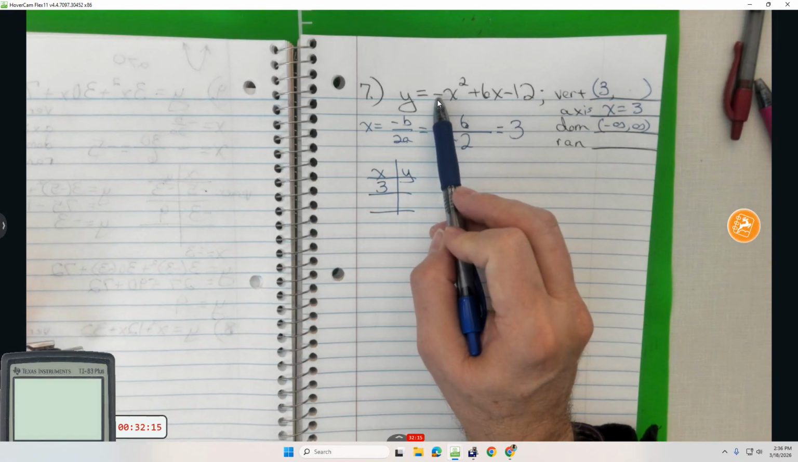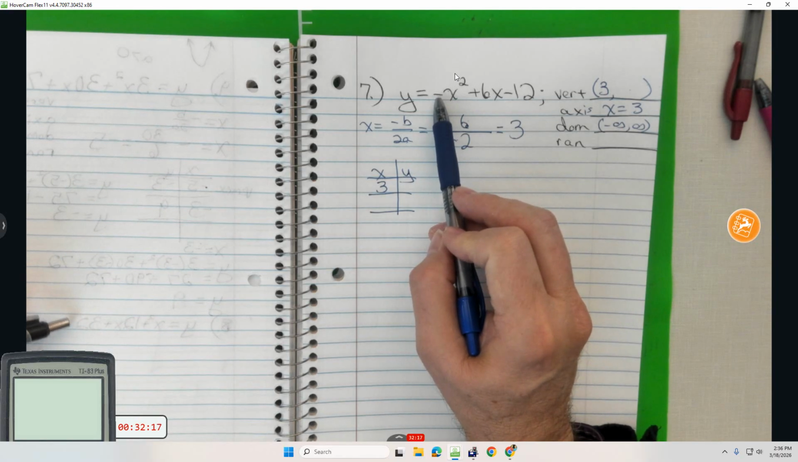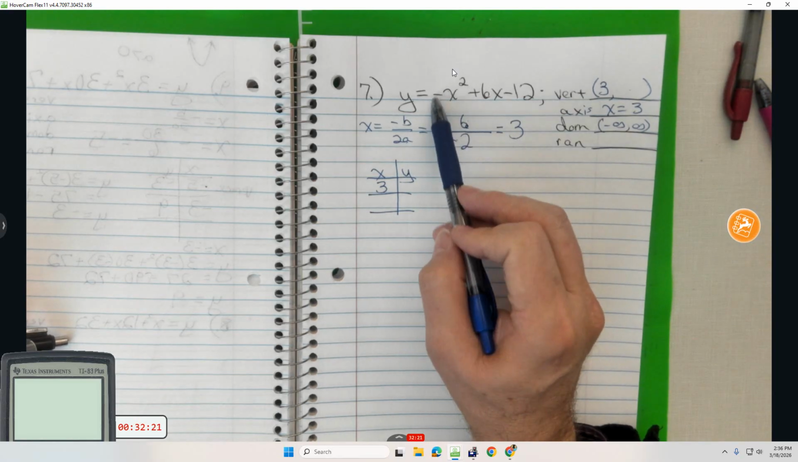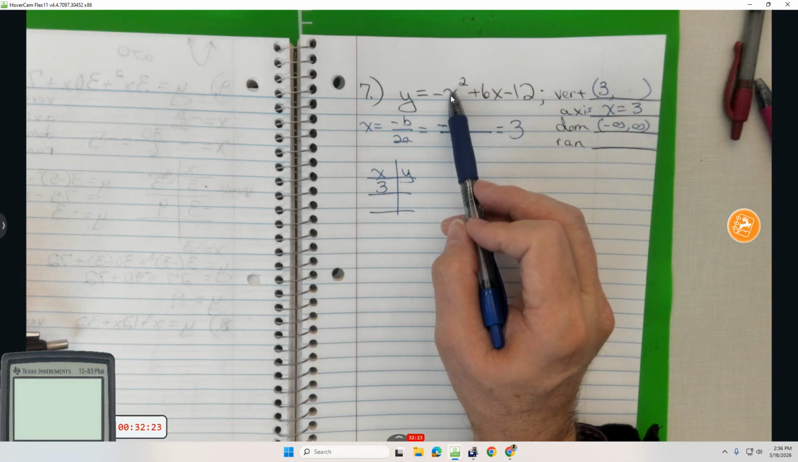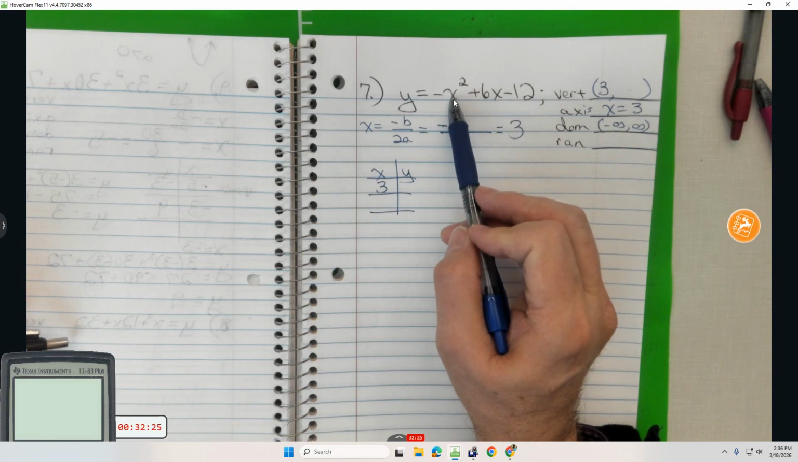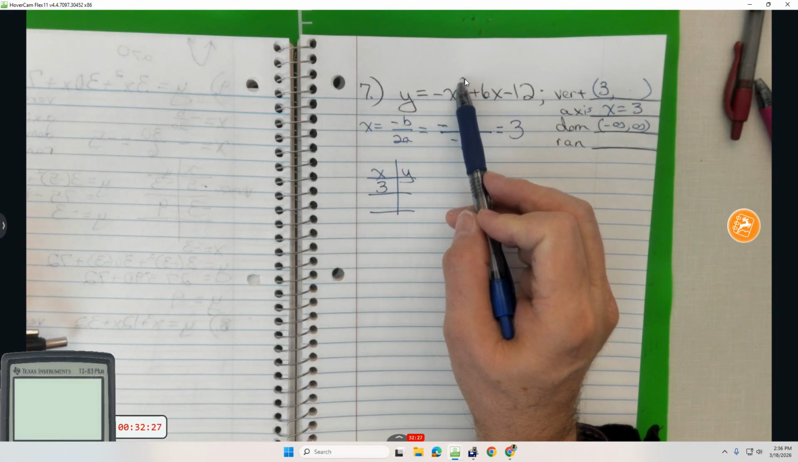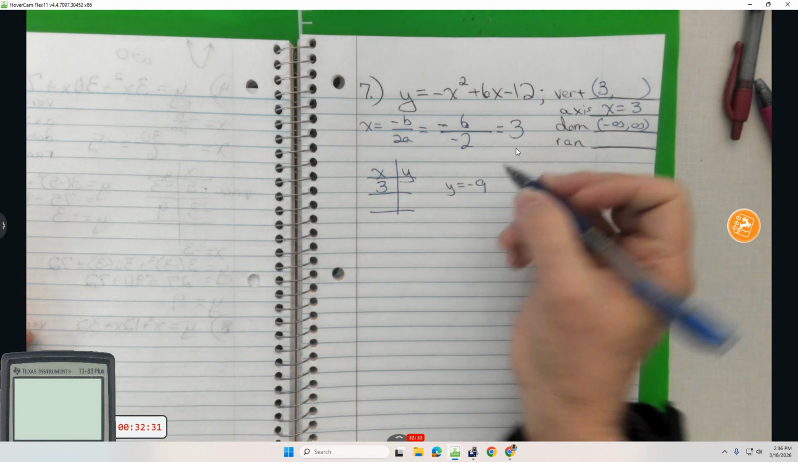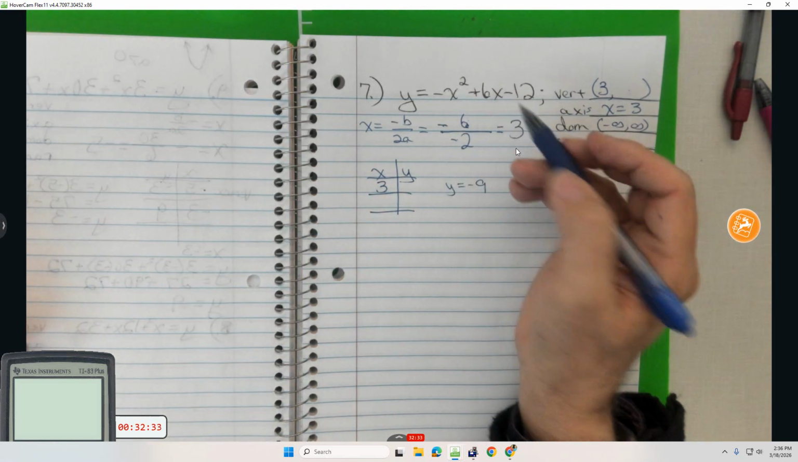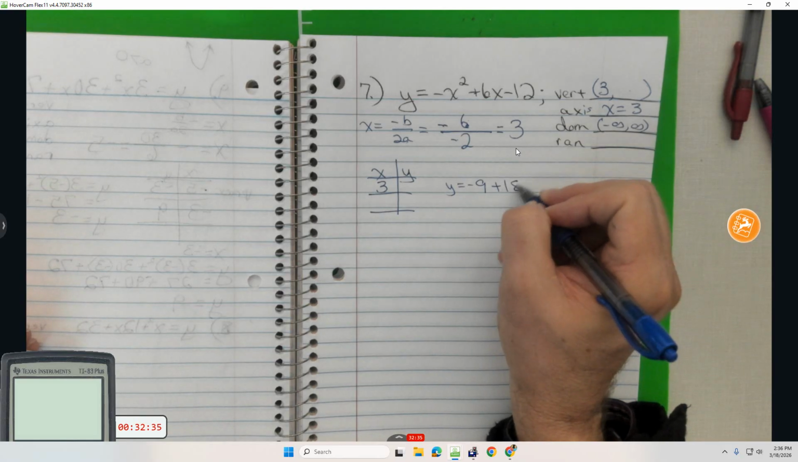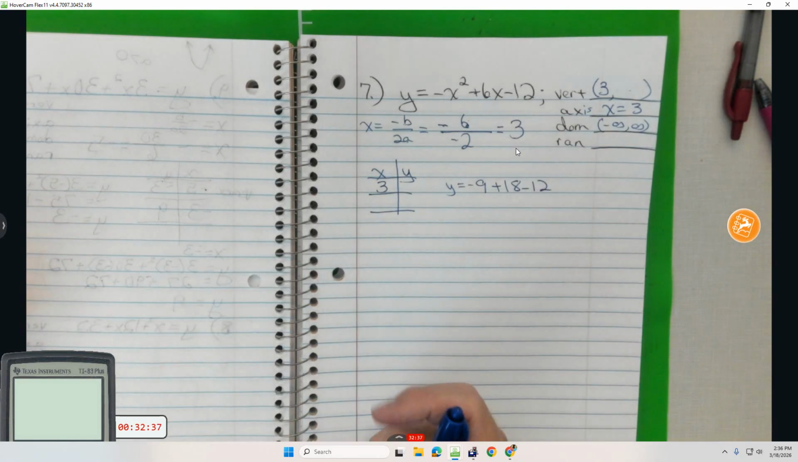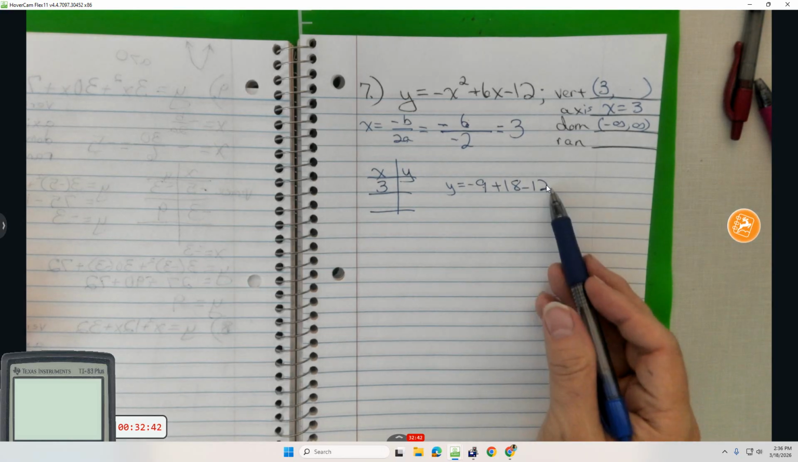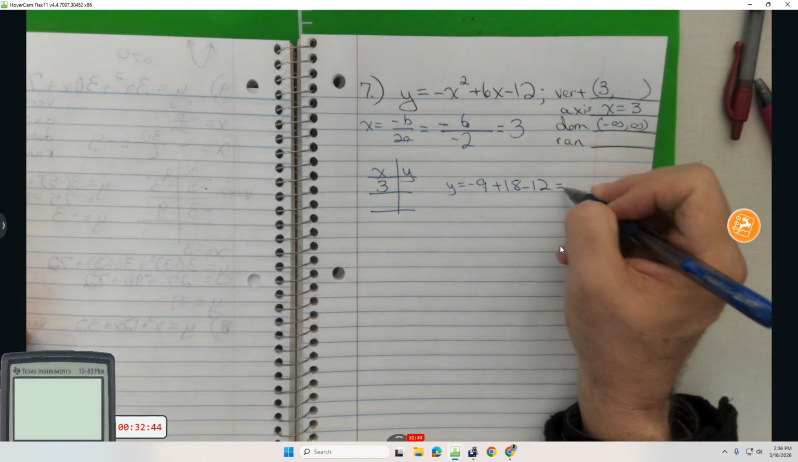If I wanted that negative squared, what would I have had to do? Enclose it in parentheses. So you perform the exponentiation. 3 squared is 9, and that gives us a negative 9. Plus 6 times 3, that's a plus 18, minus 12. Negative 9 plus 18 is 9, minus 12. I'm getting a negative 3.